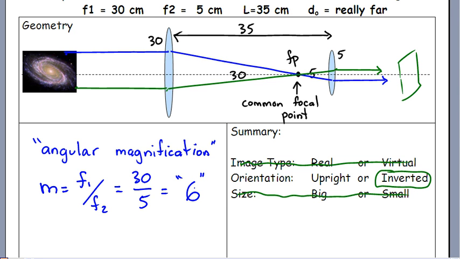More important than things being 6 times bigger, they're going to be brighter because you're going to be capturing so much area when you funnel it down into your eye. And that's one of the key things with telescopes, is not just making things so large, but making them bright enough for you to see.